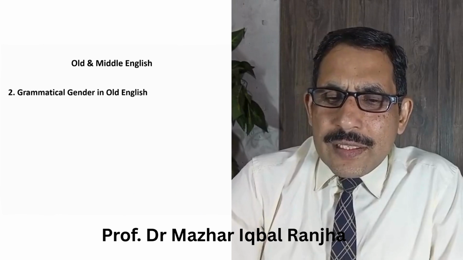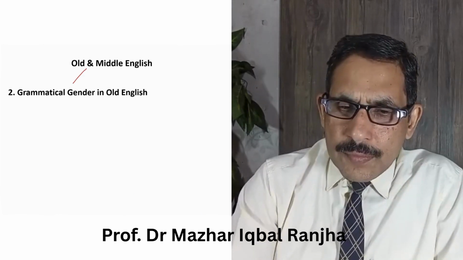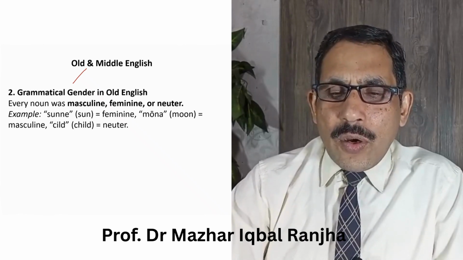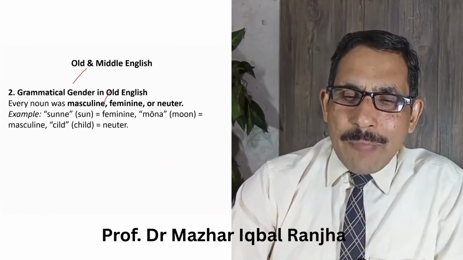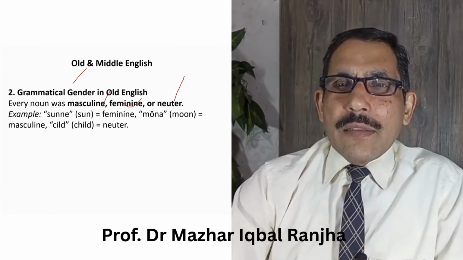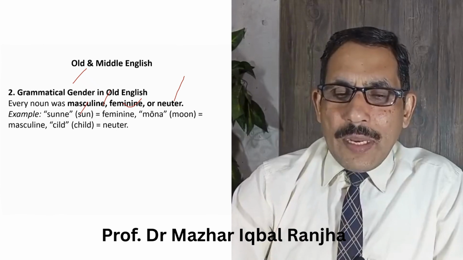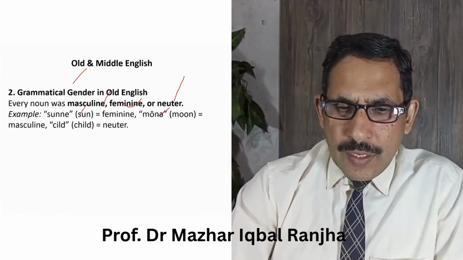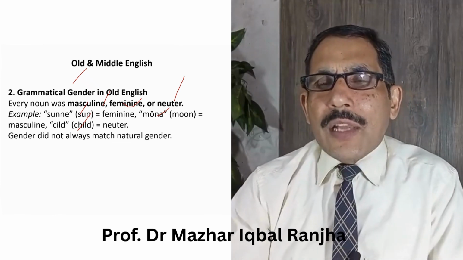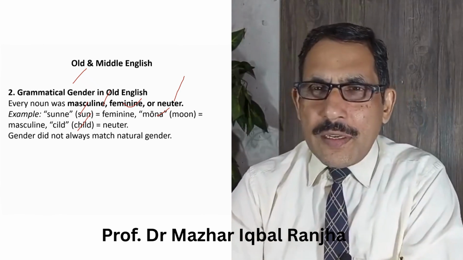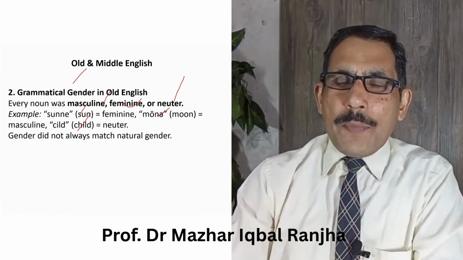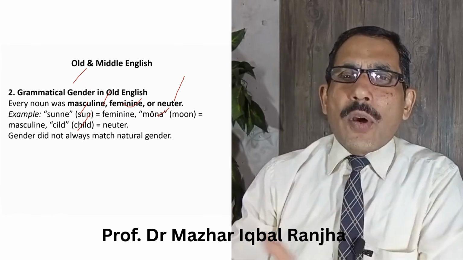If we talk about gender in Old English, every noun had three categories; each noun had masculine, feminine, and neuter categories. For example, sun as a masculine, moon as a feminine, child as a neuter. Gender did not always match natural gender. So different words had a different specific identification, and that could tell whether these were nouns, whether these were verbs, or whether these were numbers or whatsoever.